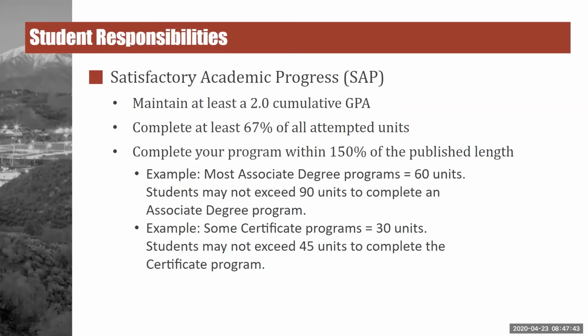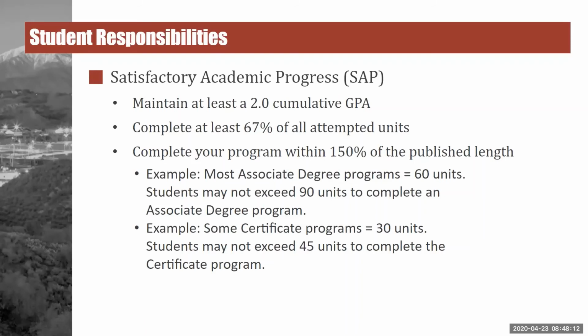Also, students must complete a certain amount or percentage of their credit courses. All students will need to ensure that they successfully complete or pass 67% of all courses which they attempted and were enrolled to complete. Finally, students must make sure to complete their specific program within a certain time frame. The total amount of units a student can complete must not exceed 150% of the program's published length.